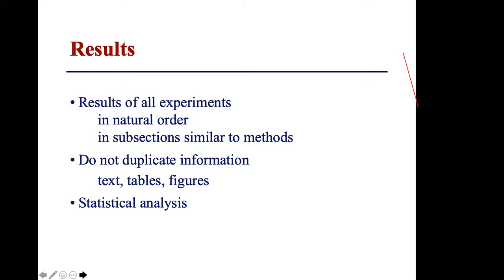Now, as we look at writing up results, we need to decide on a method of writing up the results, or a sequence of writing up the results. We need to obviously provide the results of all that we've done. And if this is in the form of experiments, and these were done in a natural order or in a natural sequence, then you describe the results in a natural sequence.